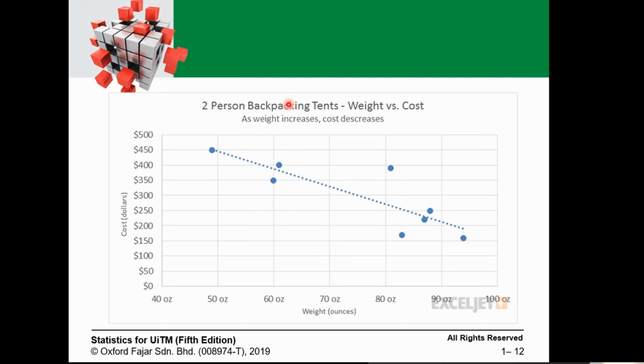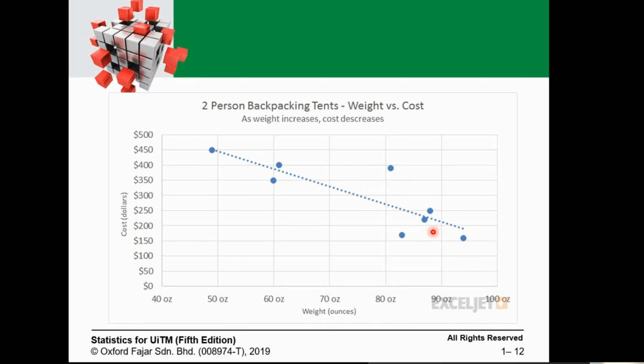Normally for a backpacking tent, it's preferable to have lower weight, because people have to carry it for a long distance. So for that reason, they need it not to be that heavy. So the lighter it is, the more expensive it is. We call this a negative correlation, which means when the weight is low, the price is high. The higher the weight, the lower the price.